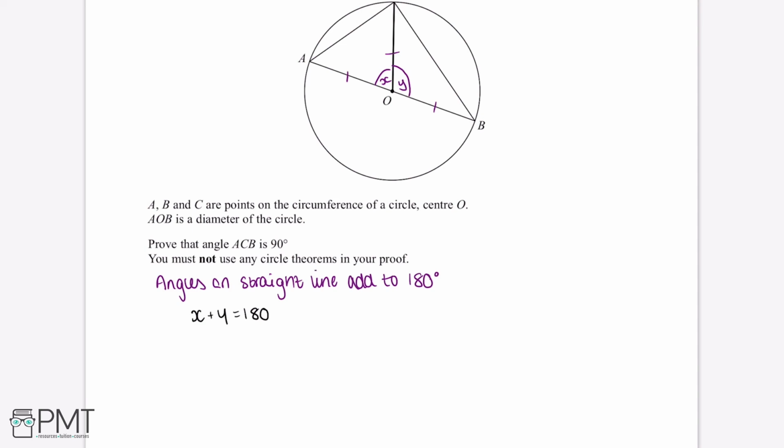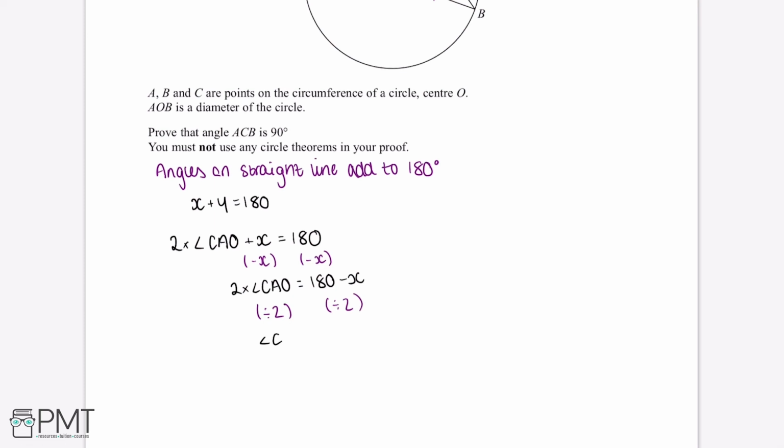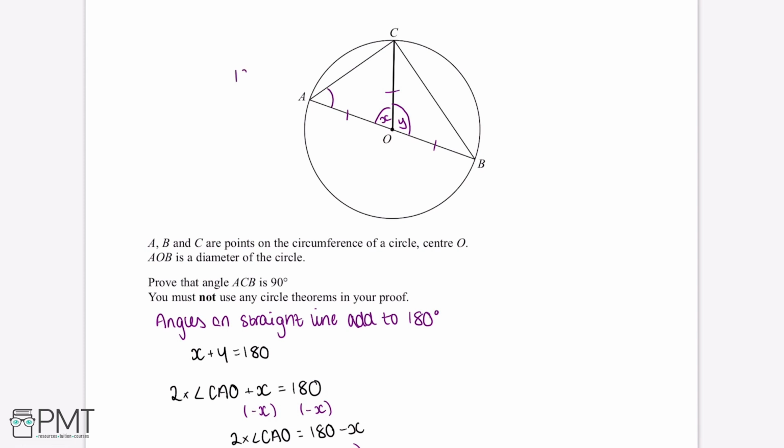So this means that 2 multiplied by angle CAO plus x is equal to 180 degrees. And if we minus x from both sides, this gives us that 2 multiplied by angle CAO is equal to 180 minus x degrees. And if we divide both sides by 2, this gives us that angle CAO is equal to (180 minus x) divided by 2 degrees. So we can write this into our diagram.